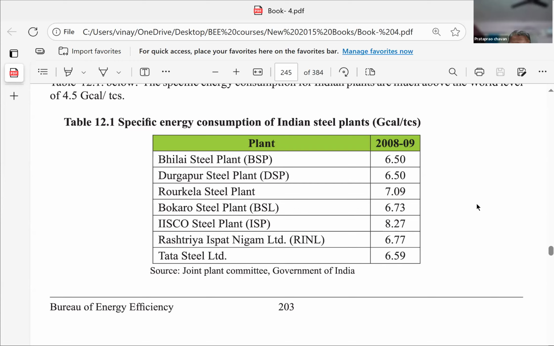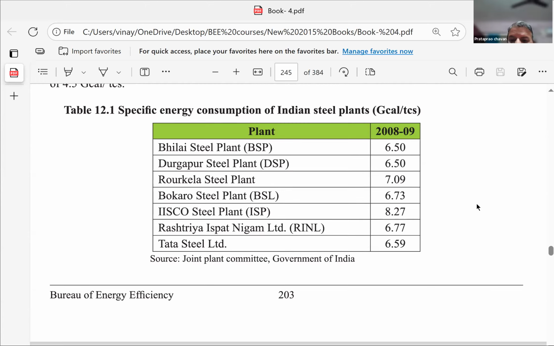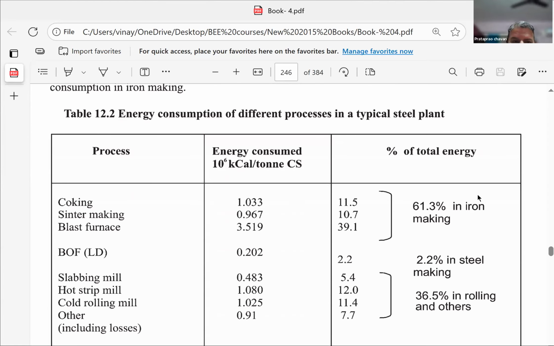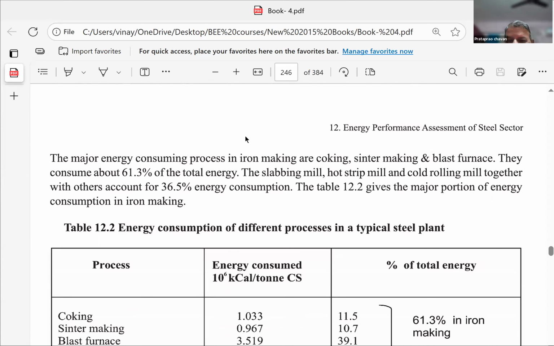Secondly, the slagging is separated out, and that slag which is taken out, which floats on the molten metal, is also used as a building material. It is not a waste product. Secondly, blast furnace exhaust gas, which is at very high temperature, we are using it for some bottoming cycle for generating power, which is used in industry itself, right? The major consuming processes in iron making are coking, sinter making, and blast furnace. These are the three main sources we have seen.